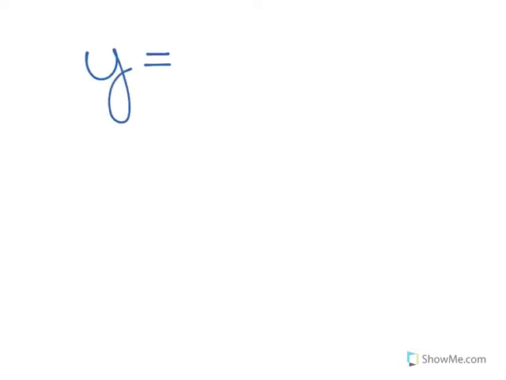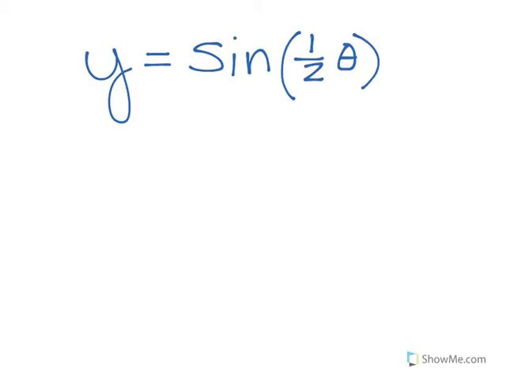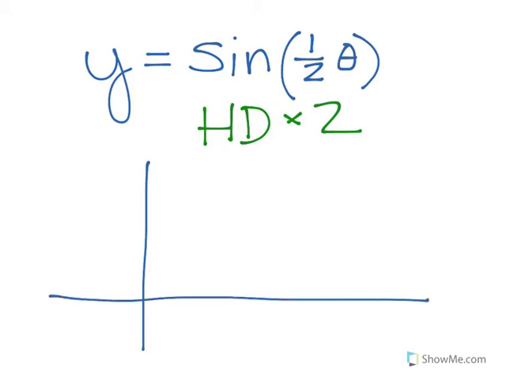Y equals sine of 1/2 theta. Okay, so what that means is this is going to be horizontal. It's multiplied, so it's dilation. The opposite of 1/2, it's going to be times 2. So this means that if I had my original sine graph, it's going to be horizontally dilated to make it twice as big horizontally. So if I was to graph it, the height isn't going to change at all.